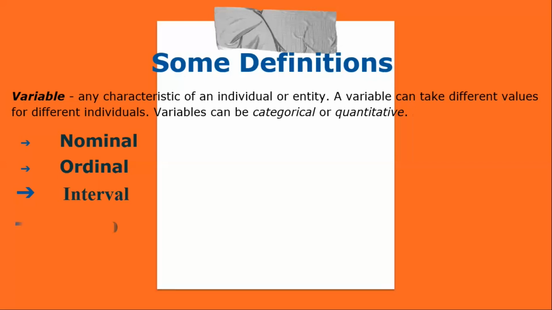Ratio: variables with all properties of interval plus an absolute, non-arbitrary 0 point, e.g., age, weight, temperature in Kelvin. Addition, subtraction, multiplication, and division are all meaningful operations. Distribution of a variable tells us what values the variable takes and how often it takes these values. Unimodal: having a single peak. Bimodal: having two distinct peaks. Symmetric: left and right half are mirror images.